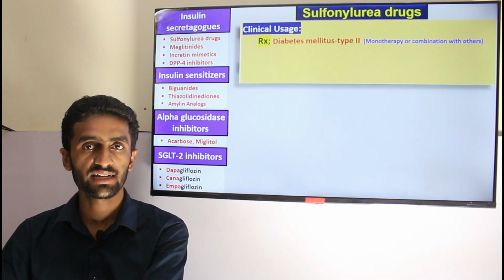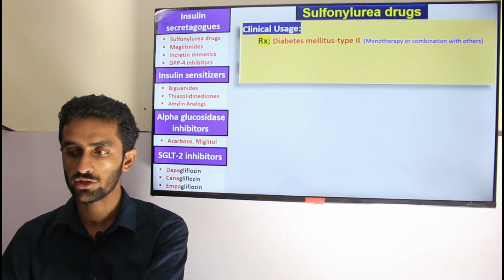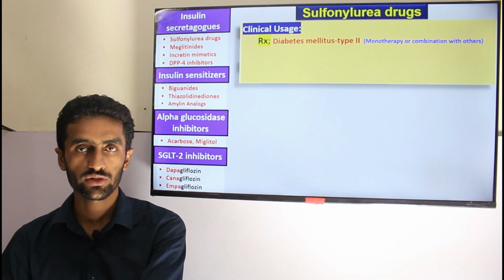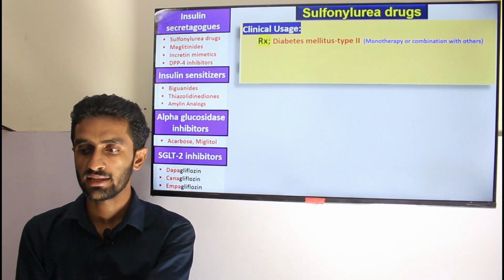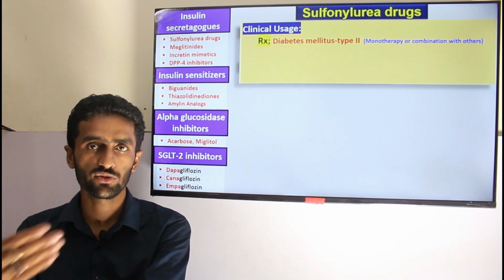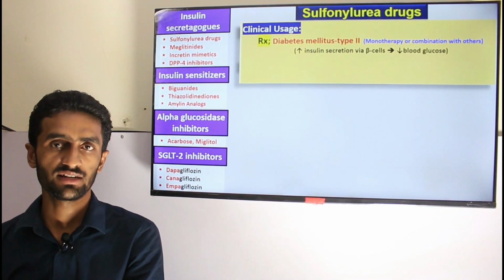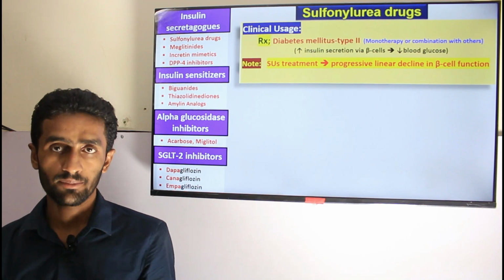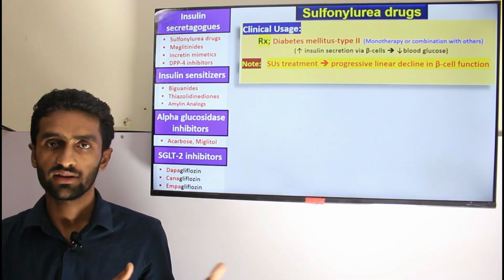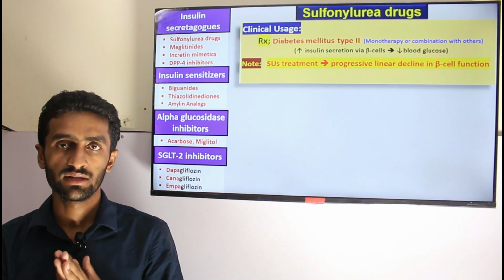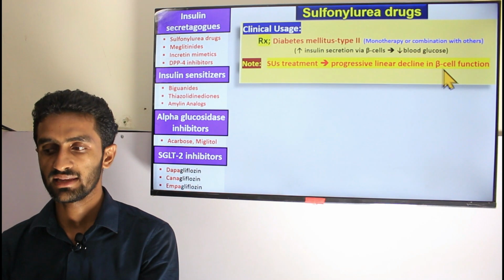Now, if you look at the clinical use, of course, diabetes mellitus type 2 as a monotherapy or in combination with others. Depending upon the condition, if the blood glucose is higher, then you go for the combination. Okay. Because they increase the insulin secretion via the beta cell, which will decrease the blood glucose. But the important thing is if you are continuously using the sulfonylurea for a longer period, there is a higher risk of the failure of the beta cell, because there is a progressive linear decline in the beta cell function.